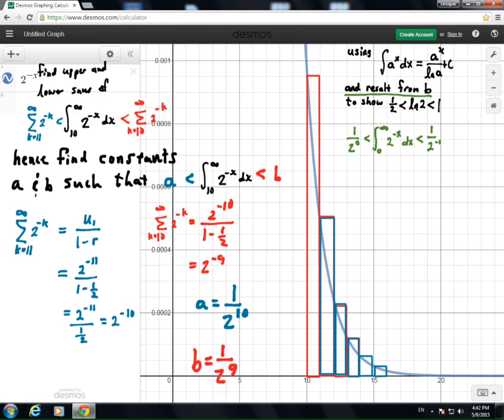Here's a generalization of my result from B. If we're going to integrate from 0 to infinity, we are basically going to bound that between 1 over 2 to the 0 and 1 over 2 to the negative 1. That's what I got from my result from B, because there, starting at 10 to infinity, the right-hand side is going to be 1 over 2 to the 10 minus 1, and the left-hand side is going to be 1 over 2 to the 10. So here we start at 0. That means our left-hand bound is going to be 1 over 2 to the 0, and this one's going to be 1 over 2 to the negative 1. So this is the basis for my proof.